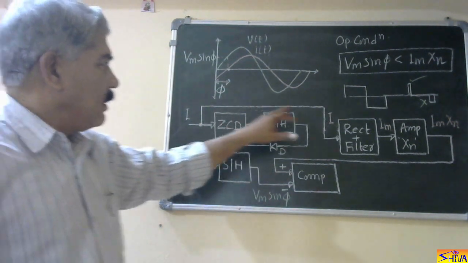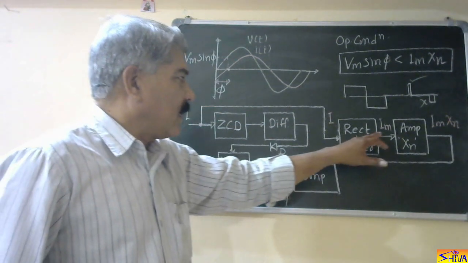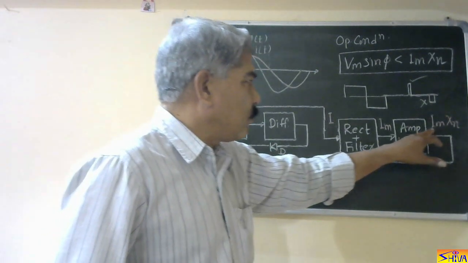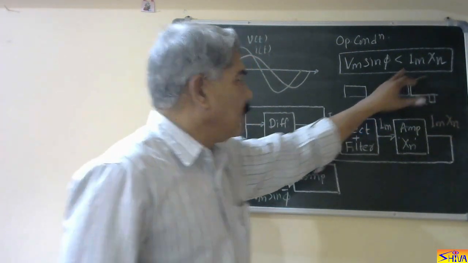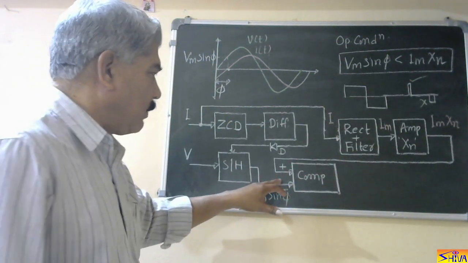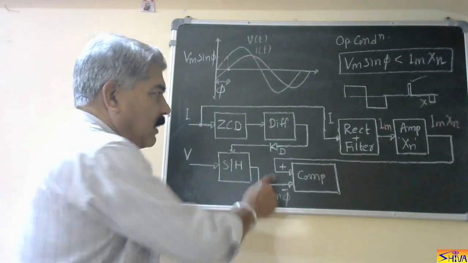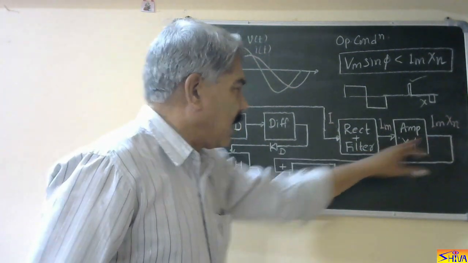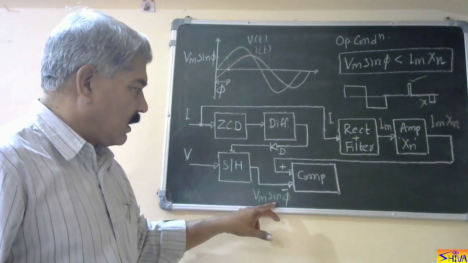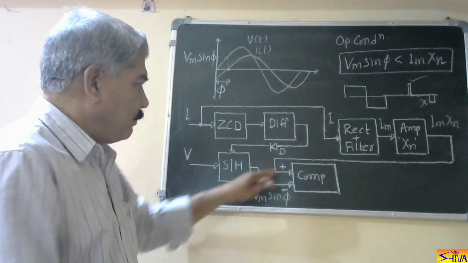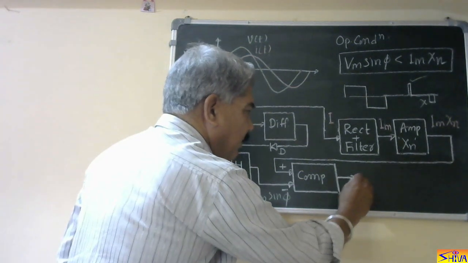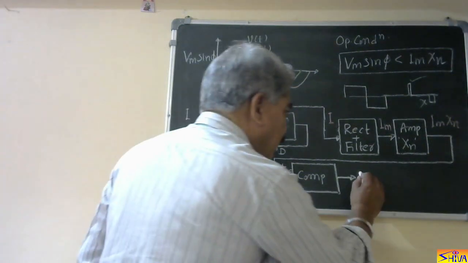Now this current I we give to a rectifier plus filter, so we get the peak value of the current. It is given to an amplifier with gain XN, so we get the signal Im XN. So our condition is Vm sin phi should be less than Im XN. These two signals are given to the comparator. At the positive terminal of this comparator we give the signal Im XN, and at the negative terminal we give the signal Vm sin phi. So when Im XN becomes more than Vm sin phi, the output of the comparator becomes high, and this goes to the trip circuit.